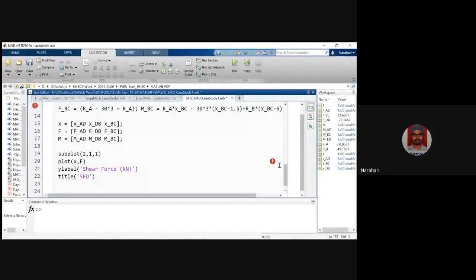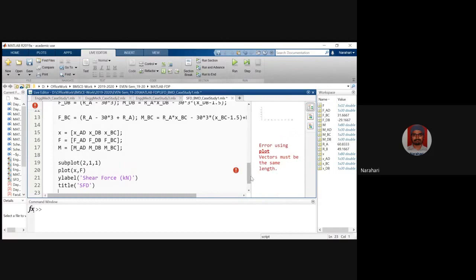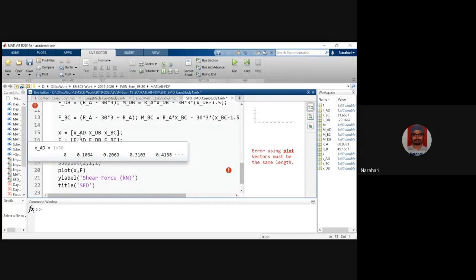See, I am getting one error. What is that error? I will just show you, one second. See, error using plot. Vectors must be the same length. What is this error? Please pay attention here carefully. See, XAD is how many? 30. That is the 1 cross 30. XDB is again 1 cross 30. XBC is 1 cross 20.